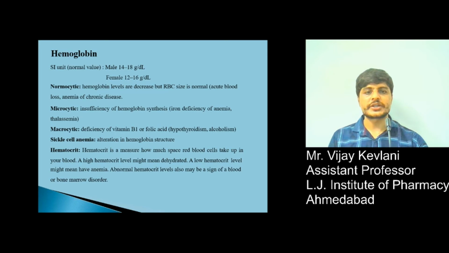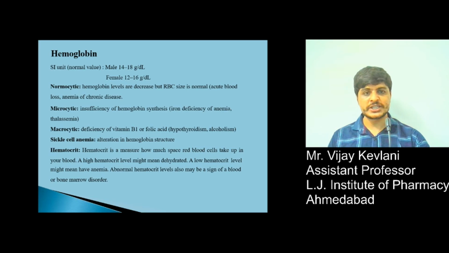Next important part is hemoglobin. The normal value is 14 to 18 gram per dL in males and 12 to 16 gram per dL in females. Based on hemoglobin, anemia can be classified. Very first is normocytic, where hemoglobin levels are decreased but RBC size is normal. That indicates the patient may have normocytic anemia.